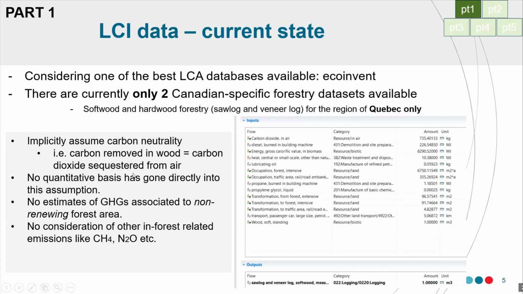A few things to keep in mind here is that implicitly it assumes carbon neutrality. What that means is basically they back calculated the carbon removed from the saw log coming out of the forest, and they assume that that CO2 is replenished from the air. That's where you see carbon dioxide in air, and it's just equivalent to the amount of carbon that's actually leaving the forest. So they're implicitly assuming carbon neutrality here.